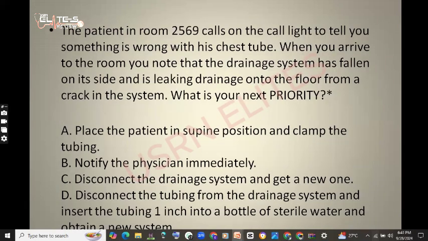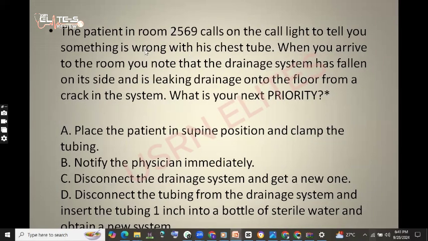Let's look at this question too. The patient in room 2569 calls on the call light to tell you something is wrong with his chest tube. When you arrive in the room, you note that the drainage system has fallen on its side and is leaking drainage onto the floor from a crack in the system. After assessing the situation, what will be your next priority?